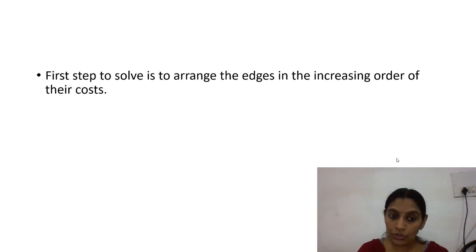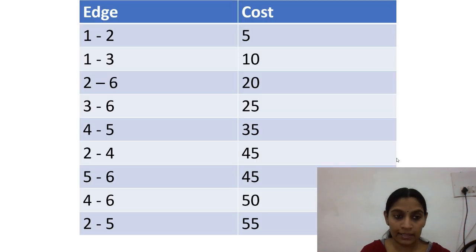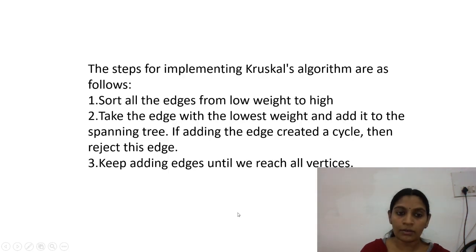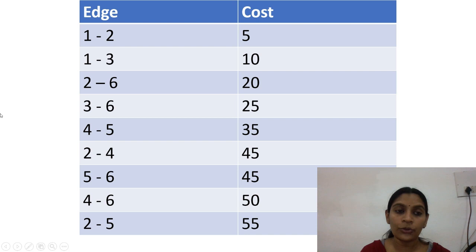The first step is to sort the edges in increasing order of their cost. I just wanted to recollect the graph. Here you have six vertices: one, two, three, four, five, and six, and almost all vertices are connected. You can see all the edges also. Based on this weight, I'm going to rearrange the edges in increasing order. Edge 1 to 2 is the first edge, which has the lowest cost, that is 5. 1 to 3 has 10. 2 to 6 has 20. 3 to 6 has 25. Like that I have rearranged the edges.